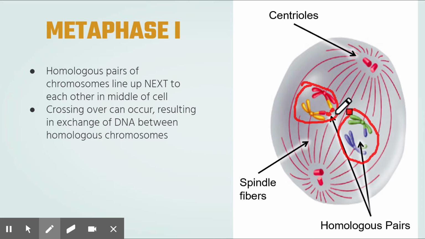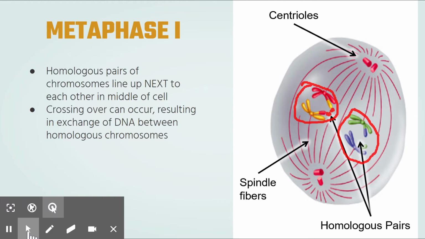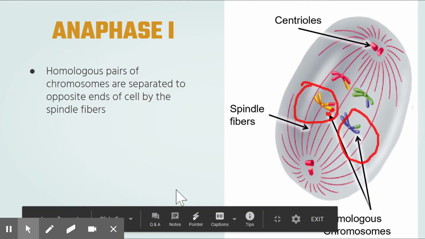So during metaphase 1, the chromosomes line up in the middle. Once they have lined up in the middle, sometimes crossing over can happen where parts of DNA are exchanged between the homologous pair. And then we move into our next step of anaphase 1.